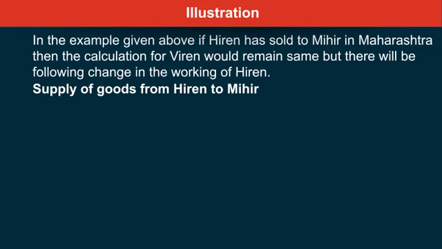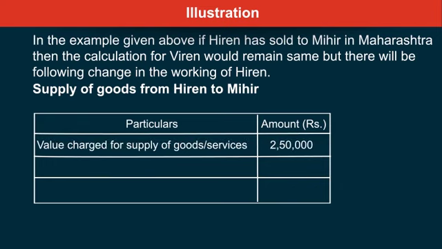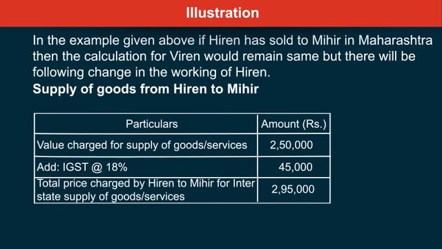Now when Mr. Hiren is selling the product to Mr. Mihir in Maharashtra, he will be required to charge IGST. As we have seen that the selling price for Mr. Hiren was rupees 2,50,000. So on 2,50,000 he will directly calculate 18%, that is 2,50,000 into 18% will be rupees 45,000. So this 45,000 would be the amount of IGST. Now the total price which will be charged by Mr. Hiren to Mr. Mihir will be rupees 2,95,000. But now the question arises how he can take the credit.